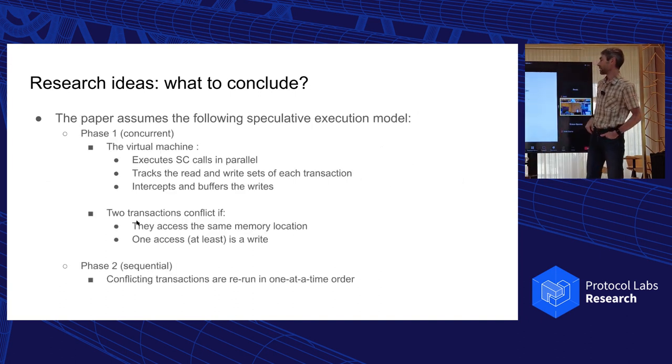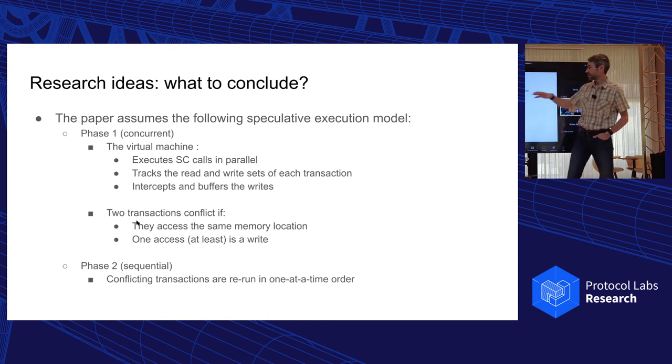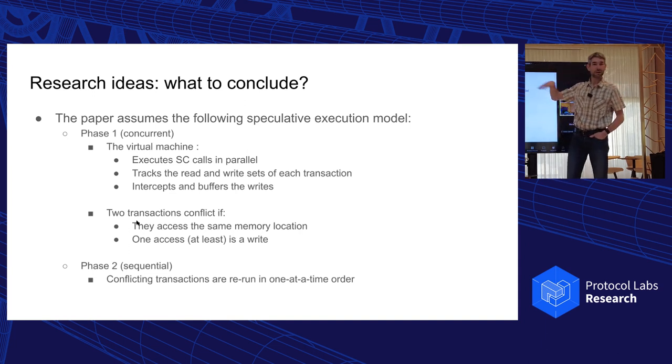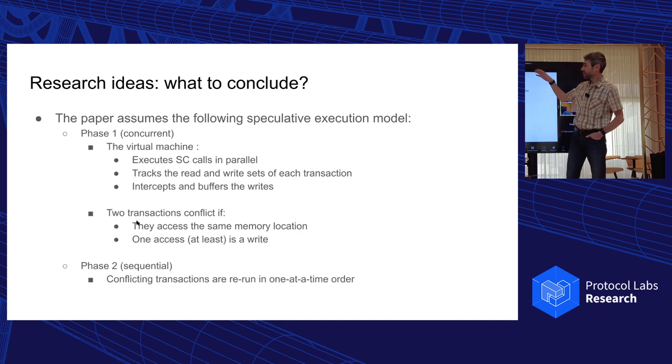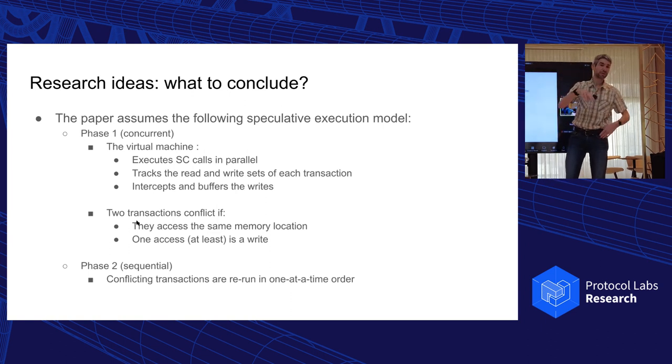And so they assume the following execution model. They say we have two phases. One is the concurrent phase, where the virtual machine will execute smart contracts in parallel. It will track the reads and writes of each transaction, and it will intercept and buffer the writes. Two transactions conflict if they access the same memory location and at least one is a write. In a second phase, all conflicting transactions are replayed one at a time.